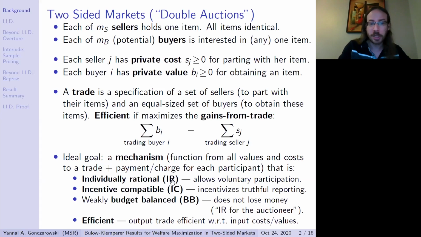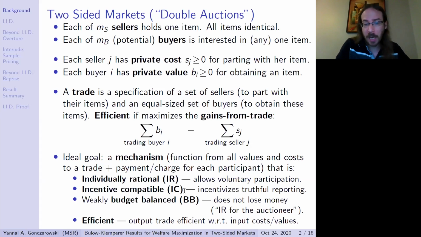First of all, individual rationality, to allow voluntary participation. By this, we mean that the utility of any participant is always going to be non-negative. The utility is the value for the outcome if it's a buyer, or the cost for the outcome if it's a seller, minus how much this buyer is charged or plus how much the seller is paid. So it's a number and it should always be non-negative. Zero is the utility when you don't participate: you don't pay anything, you don't get anything, or don't part with anything.